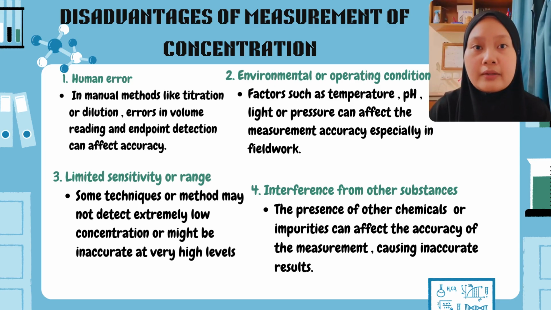Next, I will explain about disadvantages of measuring concentration. First of all is human error. In manual methods like titration or dilution, error in volume reading and endpoint detection can affect accuracy.